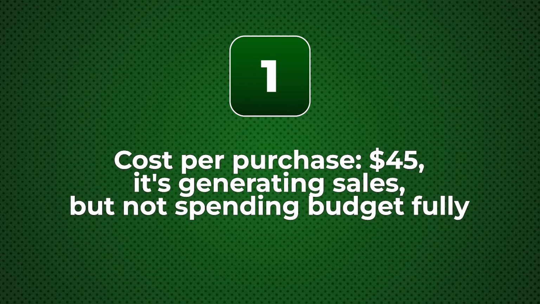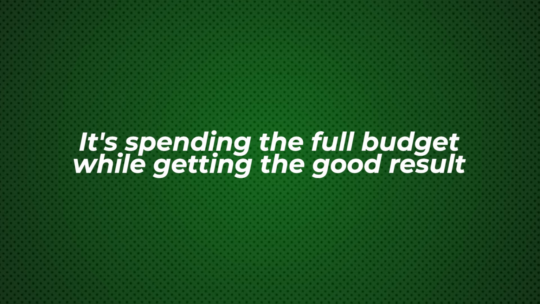But let's go to those potential scenarios. Number 1. You set your cost per purchase at 45 and it's generating some sales, but it's not spending the budget fully. Let's say it spent only 200 out of 1K. I would gradually increase the bid by $1 until you get to the point where it's spending the full budget while still getting good results.